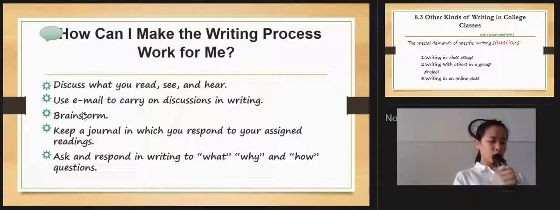Besides, keep a journal in which you respond to your assigned reading. Go beyond just summarizing. Talk back about what you have been reading or apply the reading to your own experience. Last but not least, ask and respond in writing to what, why, and how questions.